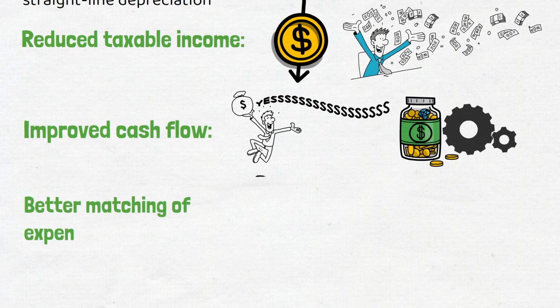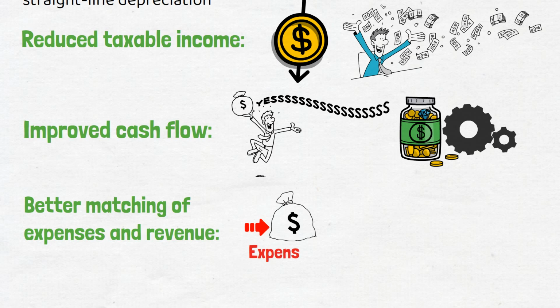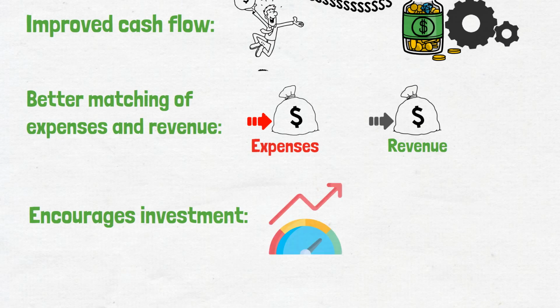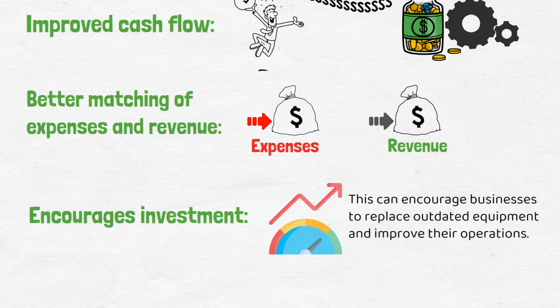Better matching of expenses and revenue. Accelerated depreciation methods can more accurately match the expenses associated with an asset to the revenue generated. This can provide a more accurate representation of the business's financial performance. Encourages investment. Accelerated depreciation methods can incentivize businesses to invest in new assets by providing more significant tax deductions in the early years of an asset's life. This can encourage businesses to replace outdated equipment and improve their operations.